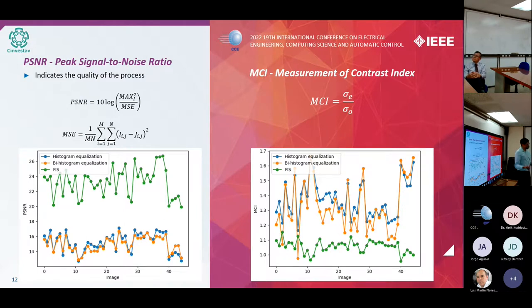In this graph, we show the results and it shows that our method, the VLSI method, has a higher quality than the other two methods. And for the MCI, this shows that the histogram and bihistogram equalization prove that they have a higher contrast than our method.